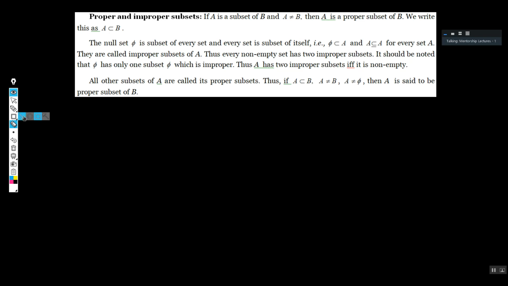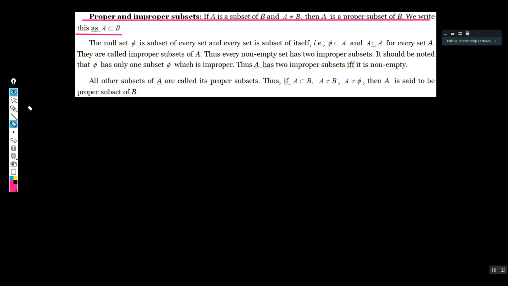That's what it is. Let me show you that. Proper and improper subsets. Let us read it. If A is a subset of B and A is not equal to B, then A is a proper subset of B. We write it as A ⊂ B. Equality is not there, check once. You don't have equality there. What is that? Yes, sir. If equality is there, there is a chance of A and B becoming equal.